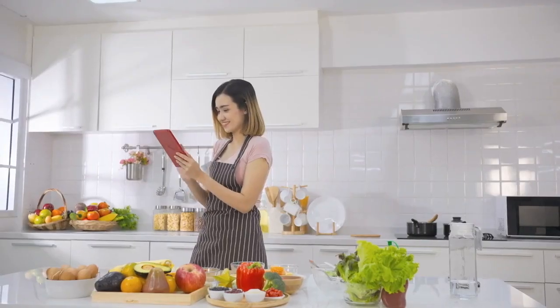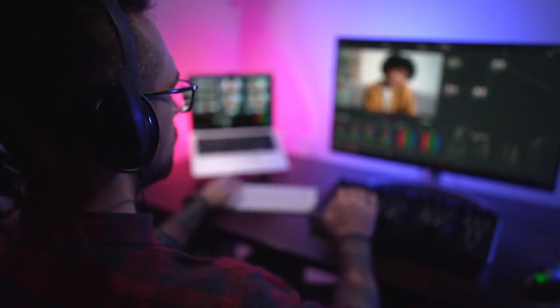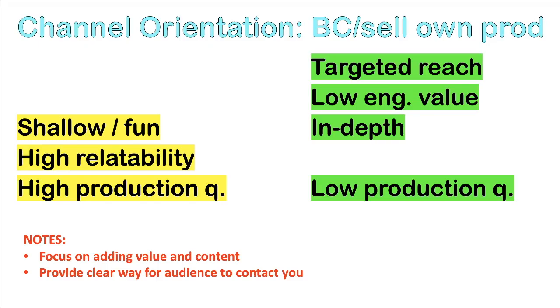We're trying to produce videos that have high engagement value. They're going to be entertaining. We want to be able to relate very well to our audience, and our videos are going to have high production quality. But here are the things you need to tweak to determine what works best for you.